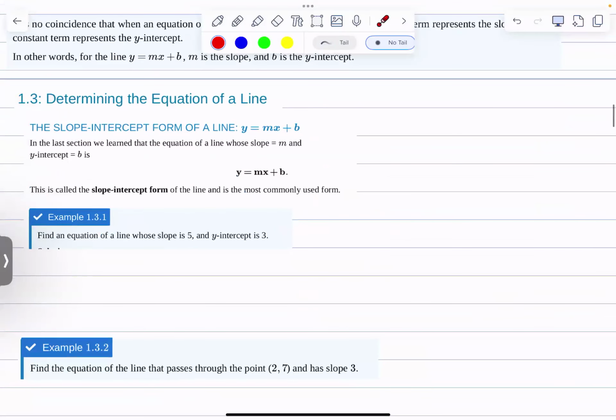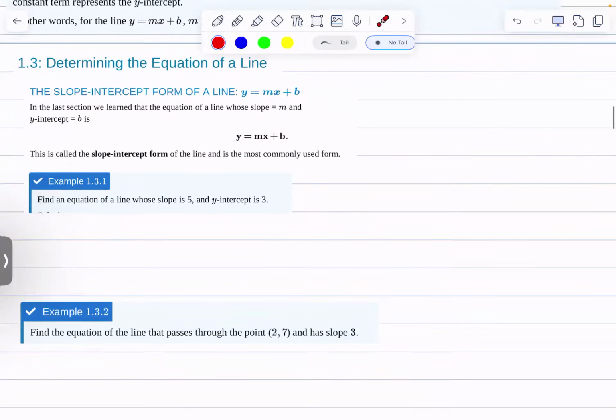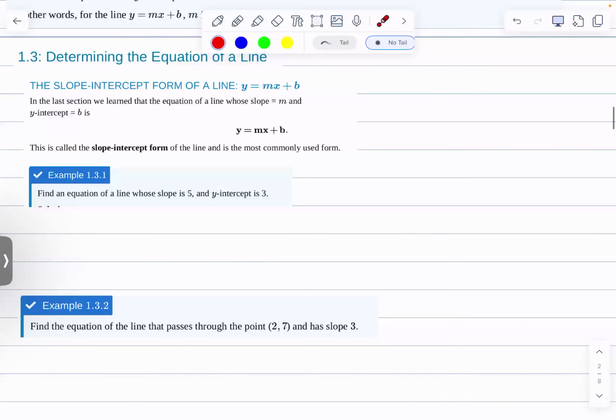Which brings us to the next section. The equation of a line. Slowly getting through lines. Graphing a line, slope of a line, the equation of a line. That seems like an important one. Next stop, the intersection of two lines. I know, crazy. All these things we can do with lines.